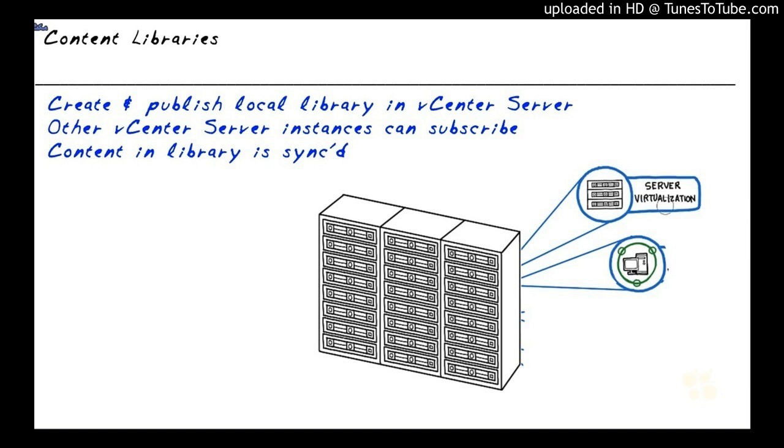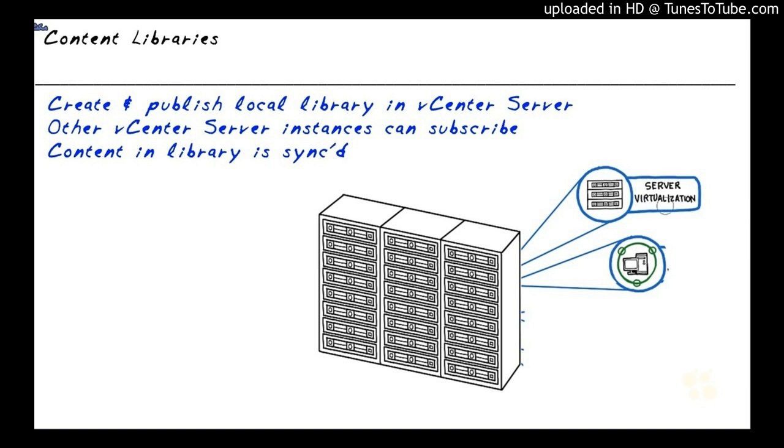And so for the lab, we're going to go ahead and create a local content library. We will also publish it so that someone else can subscribe to it. And then we're going to click on the checkbox for Enable Authentication, and we'll put our lab password right here. And then we'll tab down, and we'll put in the confirmation of our password as well. And with that done, we'll click on Next.